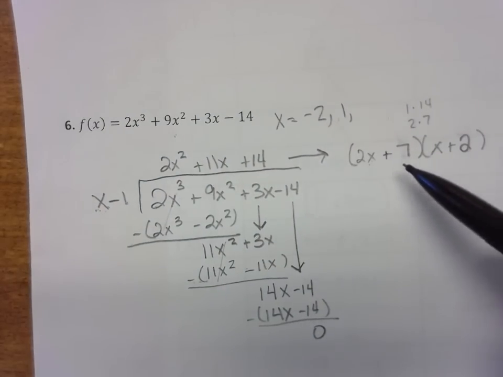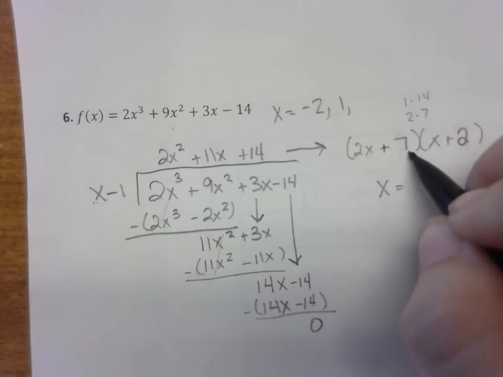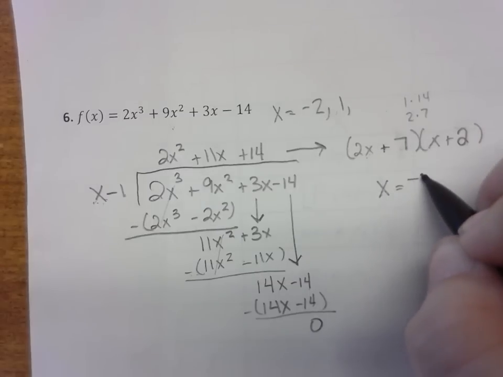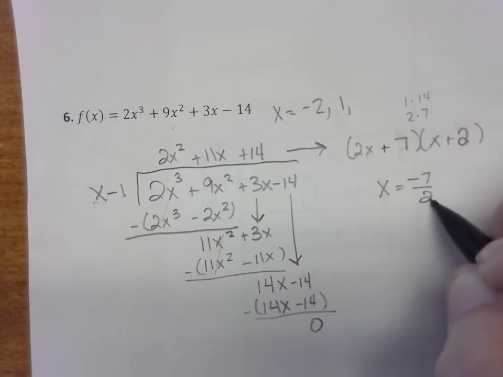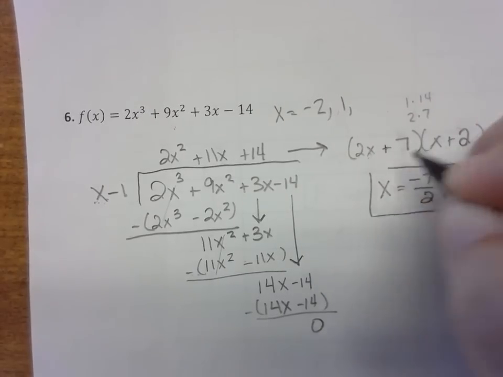Then we can set each one equal to 0 and solve it. So if I'm solving this guy, I'm going to subtract a 7 and then divide by 2. Subtract a 2 here. And then I already have this one up here. Final answer.